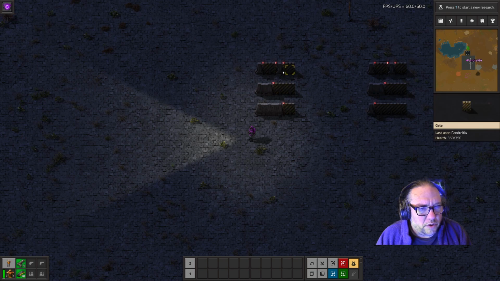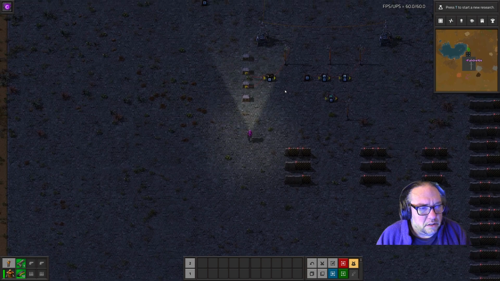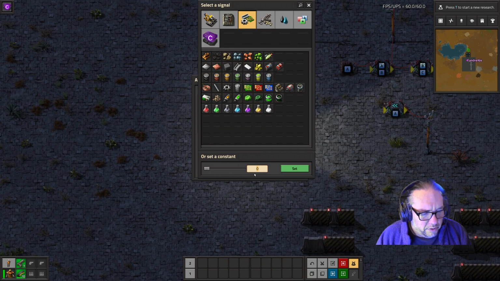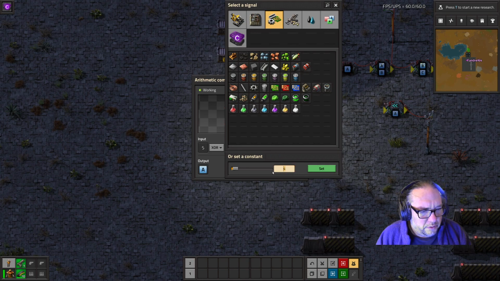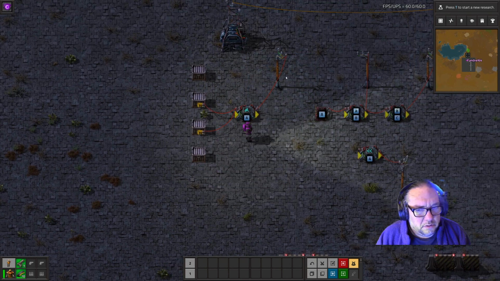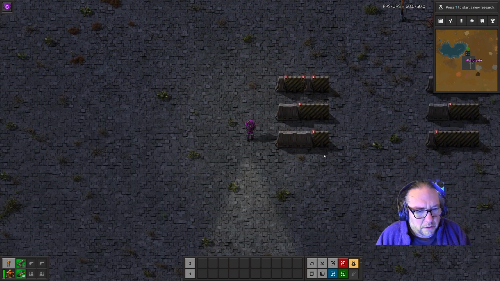So that would be 1, 2, 3, 4. This would be a 5, and this would be a 3, right? So we can go test that. If we say input is 5 and input is 3, and we do an AND, what do we get out? We get out a 1, right? And that's what we got here, 1. All right.